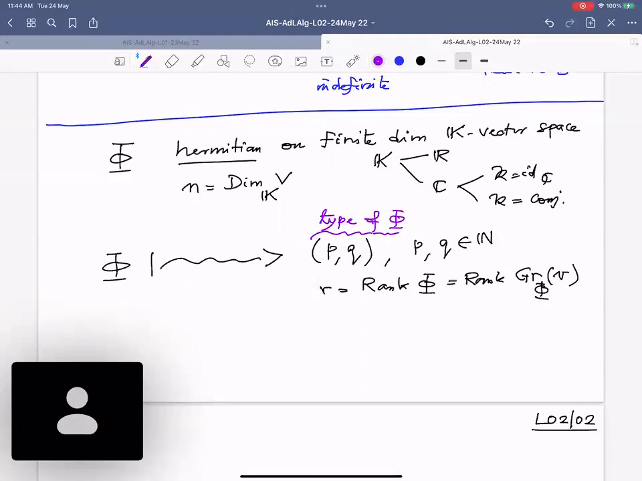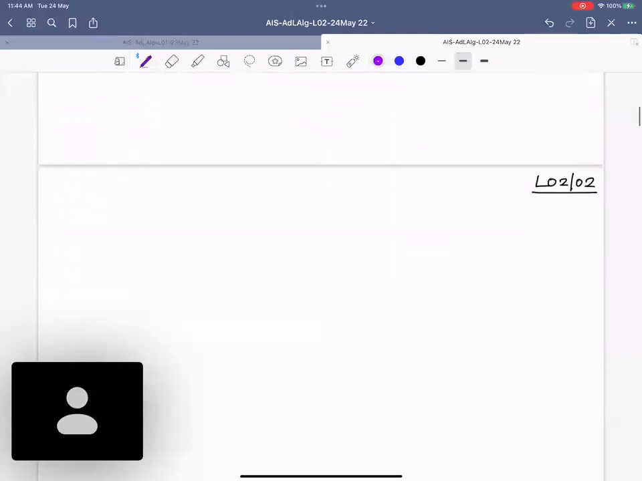All right, so the same philosophy here also. I want to find a nice orthogonal basis so that the Gram matrix looks nice. And from that Gram matrix, you can immediately read off this p and q. So that is a very important thing. That is due to Sylvester. So that is called Sylvester's law of inertia.